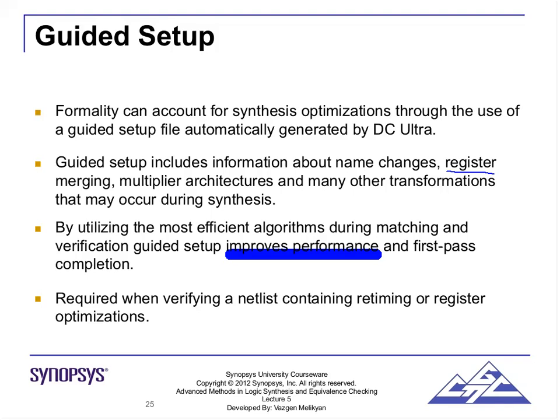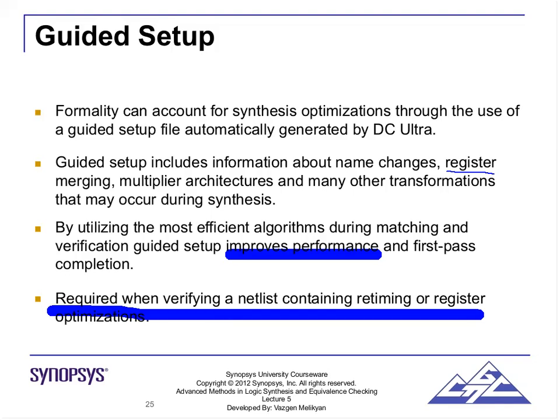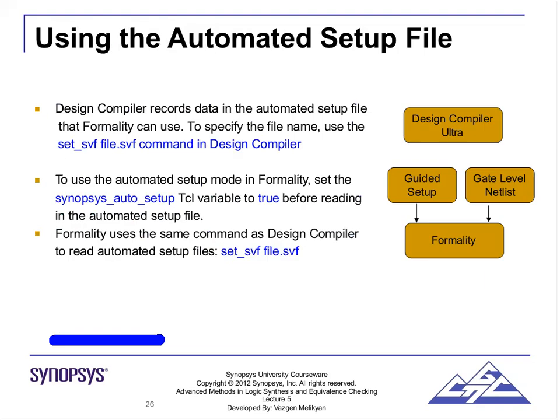That's what it says, right? Required when verifying a netlist containing retiming or register optimizations. SVF is most important when you have retiming enabled. So how do we use the automated setup file? You use this command, set_svf, and you give the name in Design Compiler. So DC will automatically write out the SVF file for you, and to use that you set this variable in Formality to true, and you give the path of this file. This file.svf is an output from Design Compiler, guided setup is an output from Design Compiler, and for Formality it's an input.